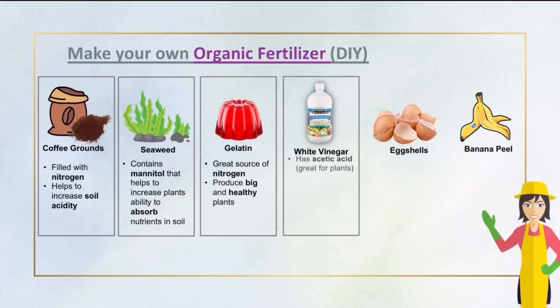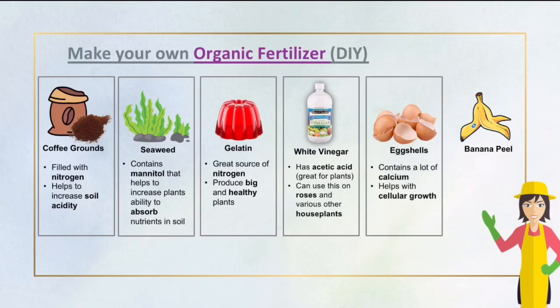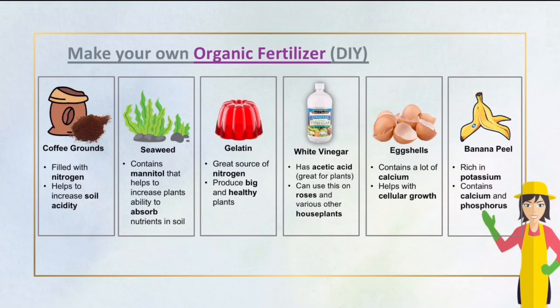White vinegar contains acetic acid, which is great for plants, and you can use this on roses and various other houseplants. Eggshells contain a lot of calcium, and also help with cellular growth. And lastly, banana peel is rich in potassium, and it also contains calcium and phosphorus.